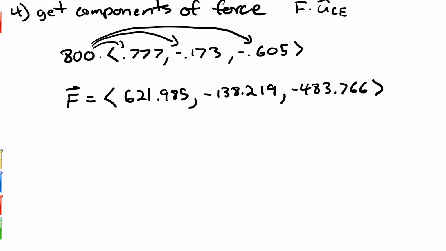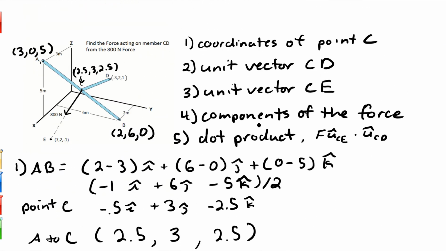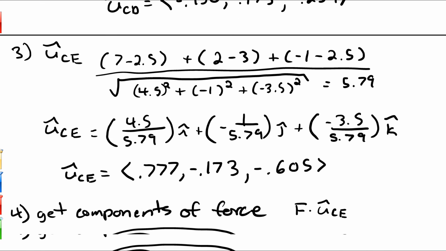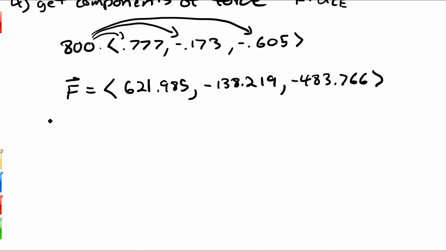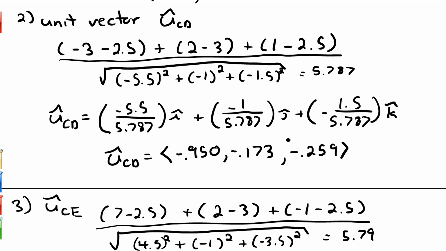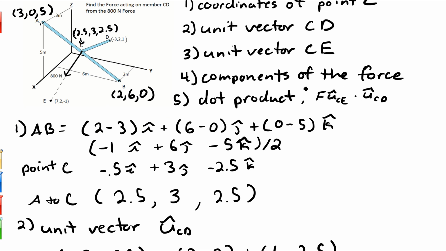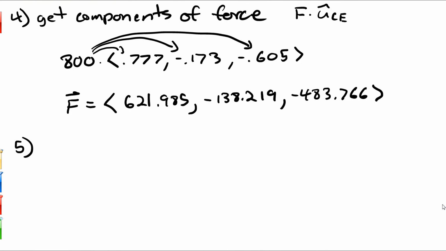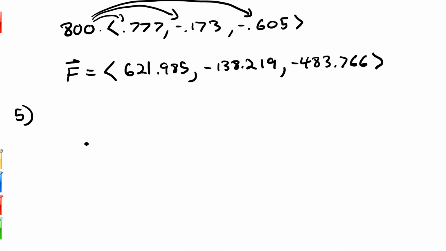So now that we've got all that, we're ready to come up here to step number 5 and do our dot product once again. And that should be it. So we've got all of our components. We've got our force in its component form. We've got our unit vector CD. And if you look up here, that's all we need in order to get that. So now we're ready for F dot U hat CD.